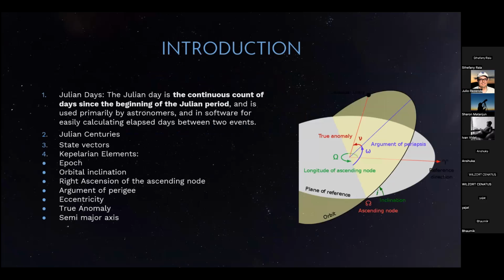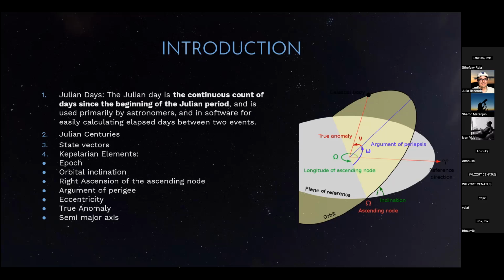Basically, for understanding these parameters, we need to have some prerequisites. So let us start with the Julian days. Julian days is the continuous count of the days since the beginning of the Julian period and is used primarily by astronomers and in software for easily calculating the days between two events. For example, GMAT and STK use Julian days and Julian dates. Julian centuries is basically the same type as the Julian days. State vectors are nothing but the position and velocity vectors of a certain body moving in space.